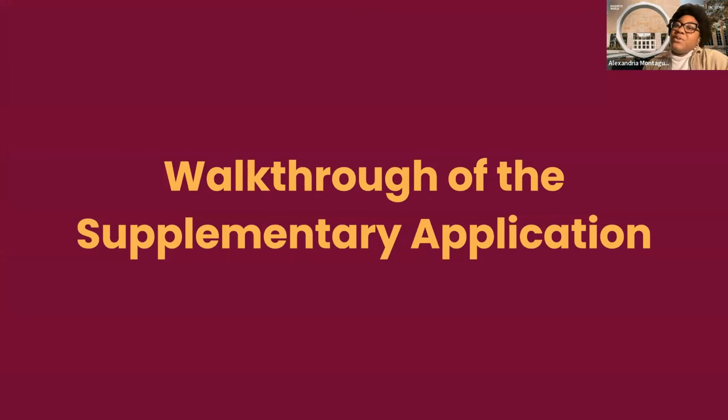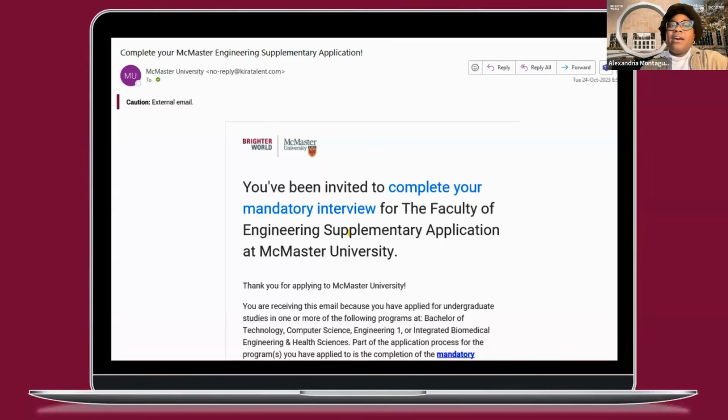Next, I'd like to give you a quick walkthrough of what the supplementary application looks like on the Kira Talent platform. I won't be showing any of the real questions, but this will give you a sense of what to expect once your invitation arrives. After you apply through OUAC, you'll receive an email from Kira Talent inviting you to complete your assessment. That email will include some introductory information, as well as a link that takes you directly to your supplementary application.